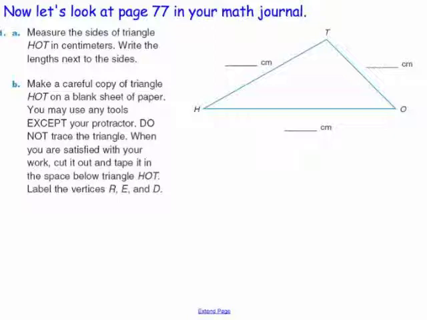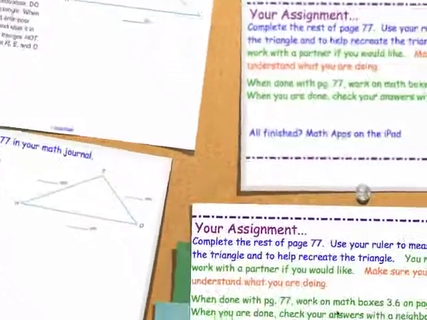Next part says, make a careful copy of triangle hot on a blank sheet of paper. You may use any tools except your protractor, so no protractors this time. And do not trace your triangle. When you're satisfied with your work, cut it out and tape it in the space below the triangle hot. Label the vertices R-E-D, so it's red hot.